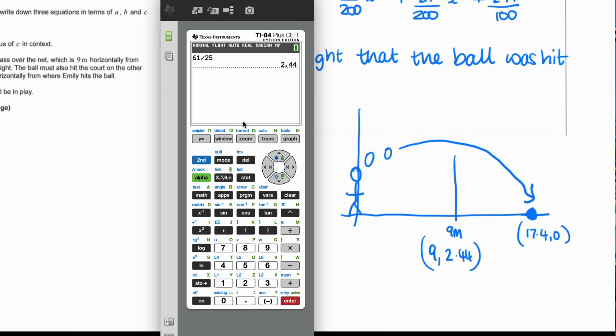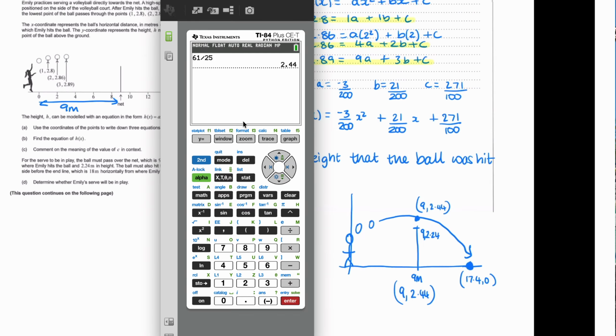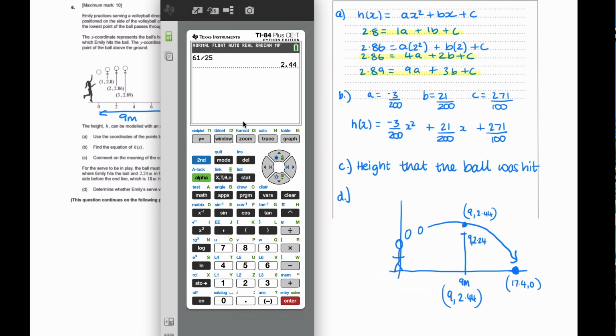Now, we were told that the net height is 2.24. So yes, it does cross over the net. Our net was (9, 2.24), and our ball goes at (9, 2.44). So by 20 centimeters, it does clear the net. By showing that graph, that is then enough to show your working out.